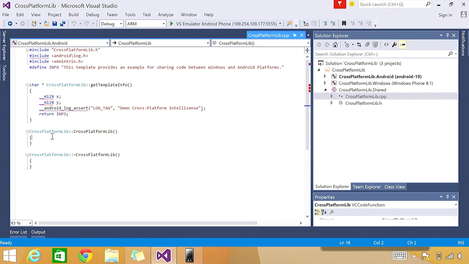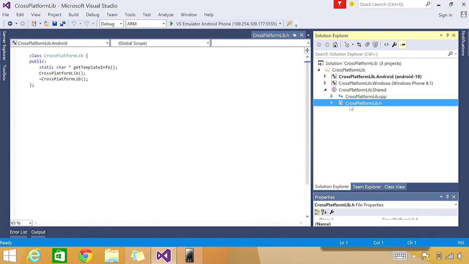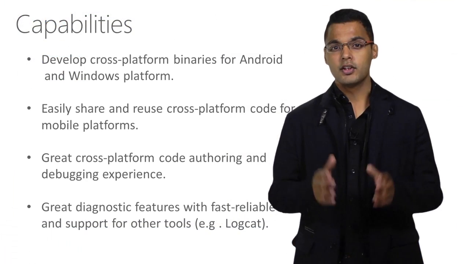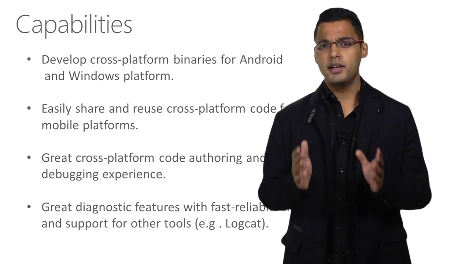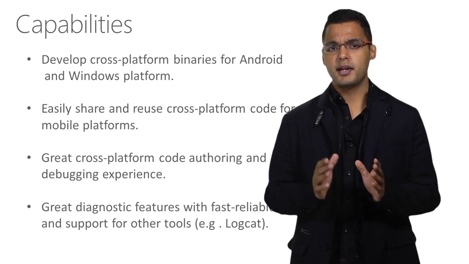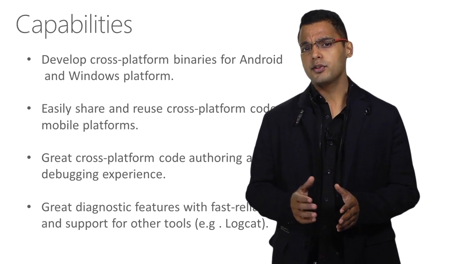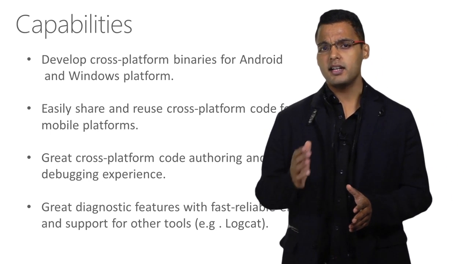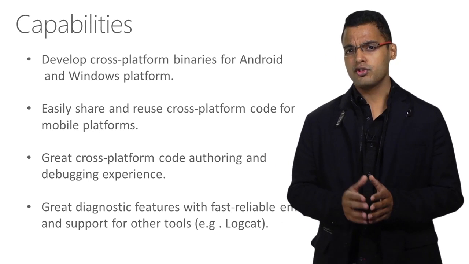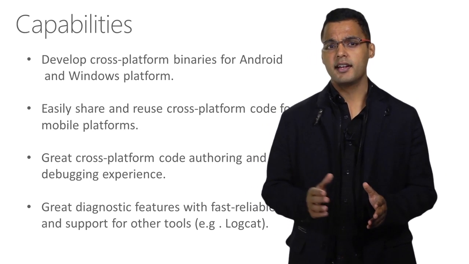To conclude, using this solution, developers can easily share the cross-platform code and also use cross-platform IntelliSense to easily convert their platform-dependent code into platform-independent. To summarize what was demonstrated in the demo videos, here are a few feature capabilities C++ cross-platform mobile developers can benefit from when using Visual Studio 2015. To highlight, developers will now be able to develop cross-platform mobile binaries, and while doing so, they will be able to share their cross-platform code easily and benefit from a great cross-platform code authoring and debugging experience.